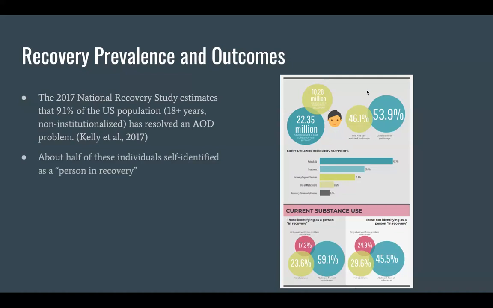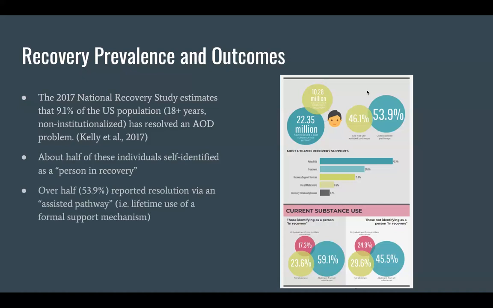So what does that actually translate to? There are some important things to take away from this. It doesn't actually say 9.1% of the population is in recovery. It has resolved an AOD problem. And about half of that 9.1% actually self-identifies as a person in recovery. It's about 10 to 11 million. I think it's 10.28 million exactly. And the others would say that they've resolved an AOD problem. It's not just semantics, it's important to note that there are about 22 million people that have resolved an AOD problem, but only about half of those would consider themselves and identify as a person in recovery. So 11 million, give or take.